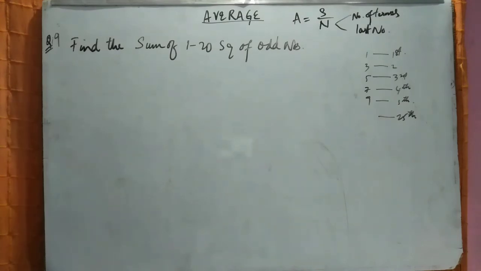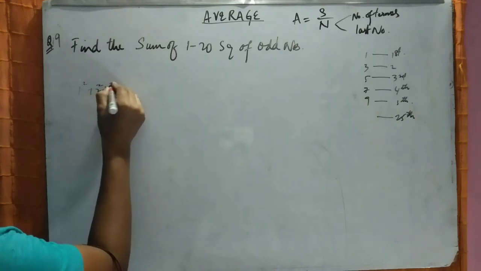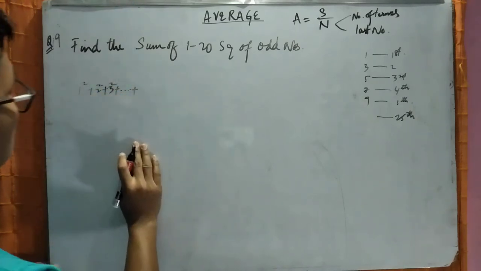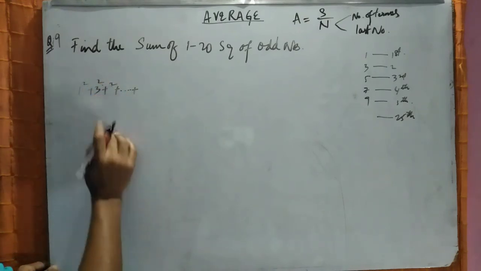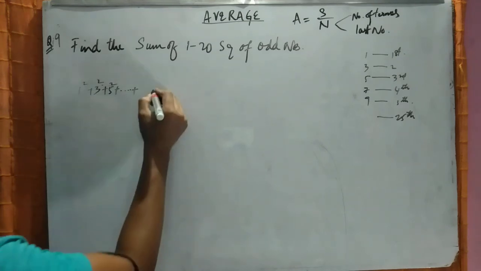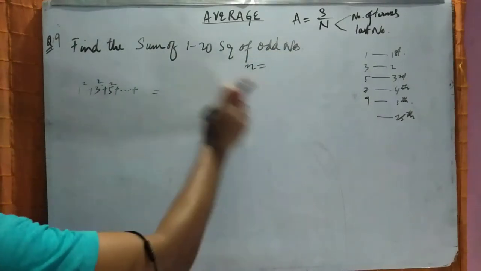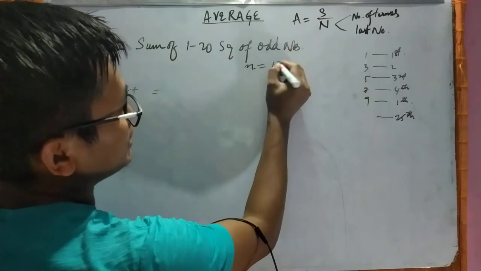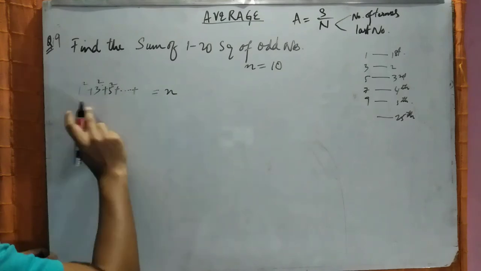Find the sum of the squares of odd numbers from 1 to 20. The number of terms: the odd numbers from 1 to 20. Let us use a formula.